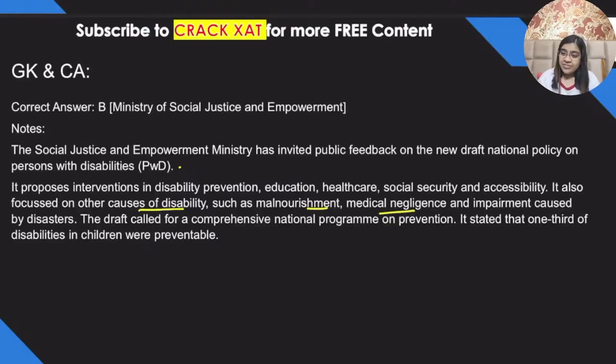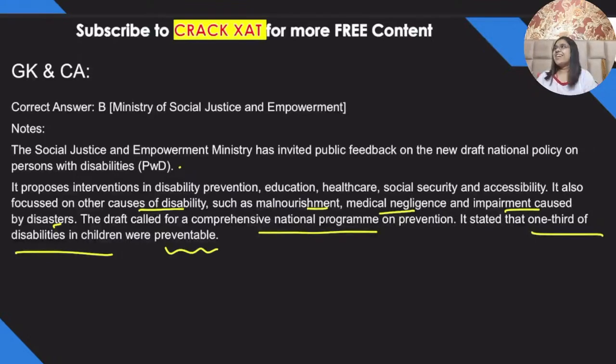Yes, Pokhriyal. Which Pokhriyal? Are you sure that's Pokhriyal? Okay, Shivam says Virendra Kumar. Impairment caused by disasters. The draft called for a comprehensive national program on prevention. It states that one third of the disabilities were preventable. Alright. So, Virendra Kumar. Alright, that's excellent. Yeah, it should be Virendra Kumar only. Alright, excellent.